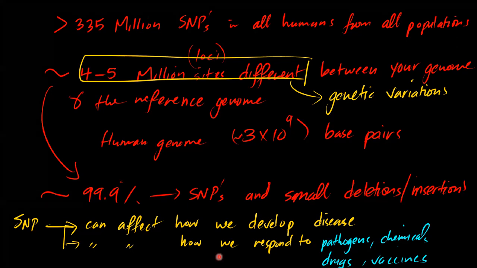So these SNPs allow us to detect certain genetic diseases. They might be associated with certain diseases, they might be associated with risk of certain diseases, and they also might affect how our bodies respond if we are infected with pathogens, disease-causing agents, or if some chemicals are inside our bodies, or whenever we take drugs or vaccines. Okay?